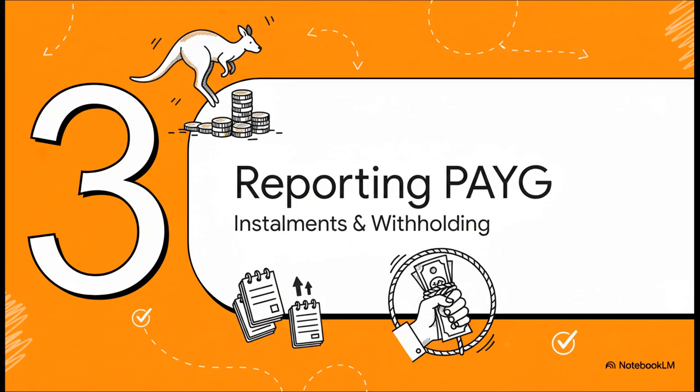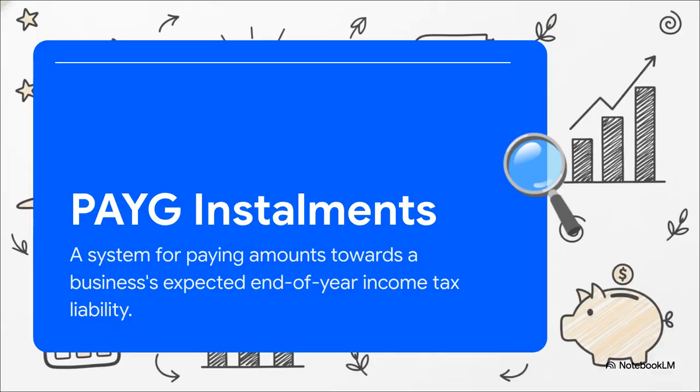We will now proceed to the third section of our analysis, reporting pay-as-you-go. This system is comprised of 2 distinct components, PAYG installments and PAYG withholding. PAYG installments are a system of regular prepayments towards a business's expected annual income tax liability. This system avoids a single large tax bill at the end of the financial year. The final liability is reconciled upon the assessment of the annual income tax return.